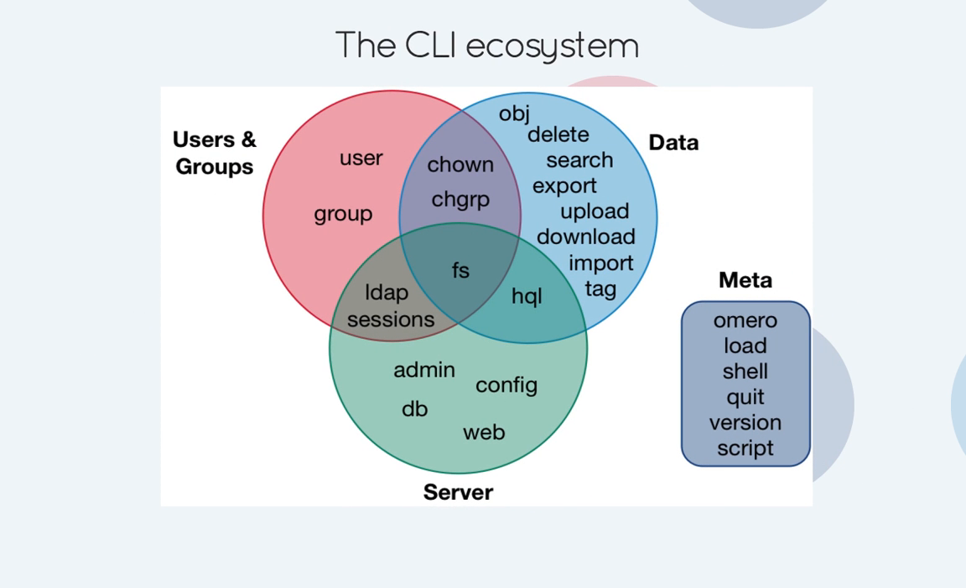So the ecosystem for the CLI, broadly, it has commands that are relevant for administering users and groups, administering the server, meta commands, which do things like run commands from files or invoke scripts or drop you into shells. And then the commands that are the main focus of this talk, which are data commands. These are for dealing with data. There's some overlap between quite a few of these commands, and this Venn diagram vaguely represents some of that, although it's not quite so exact.